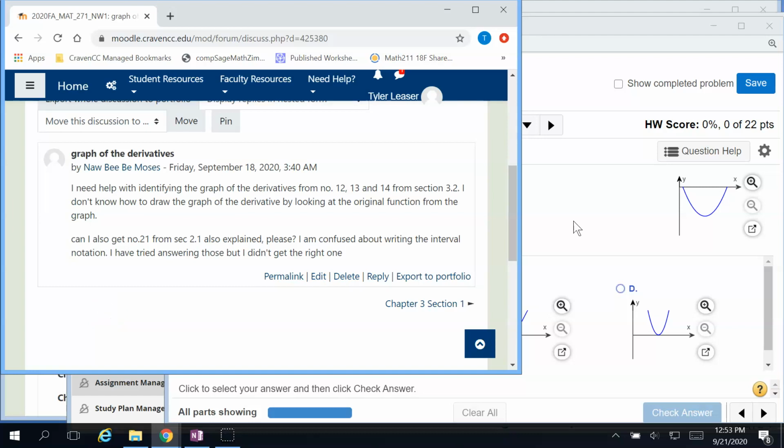Okay. Now, looking at these questions, 12, 13, and 14 from 3.2. Sorry I couldn't get to these last Friday. I guess that's one thing I need to work on: looking at my emails over the weekend to see if I can get to these a little bit quicker.